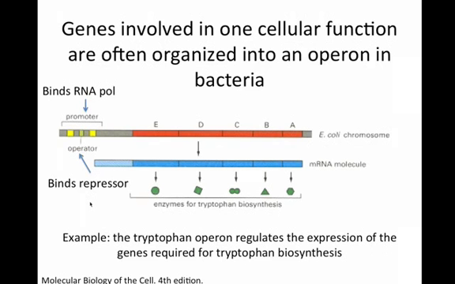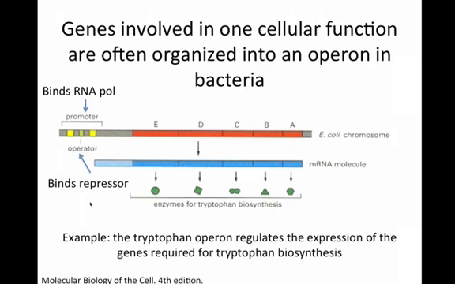Okay, so in bacteria, genes involved in one cellular function are often organized into an operon. You guys have learned this before, right? And you'll have a promoter that basically binds RNA polymerase. And whether or not it binds RNA polymerase determines whether or not these different genes are expressed. And that will result in different RNAs and different proteins. The example is the tryptophan operon, and that regulates expression of genes required for tryptophan biosynthesis. So it's many different genes under the control of one promoter. That's an operon. It's in bacteria.